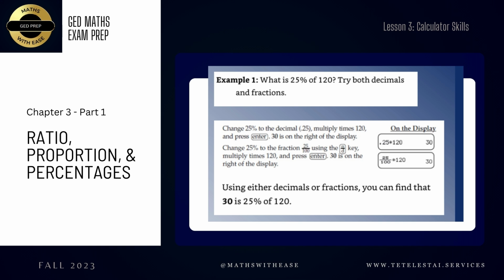So 1/4 of 120 can be written as 25/100, and 30/120 can be written as 1/4, because 30/120, when you reduce it to its lowest terms, is 1/4, and 1/4 is 25%.